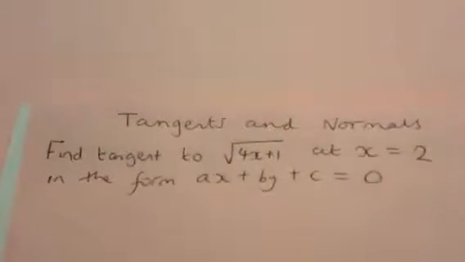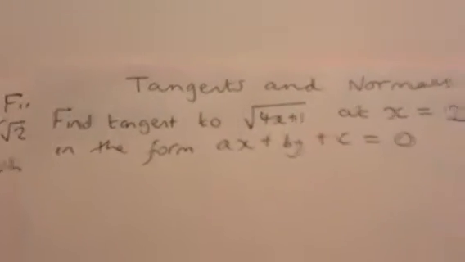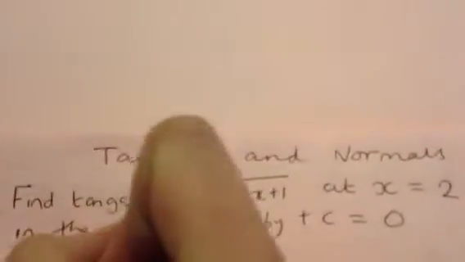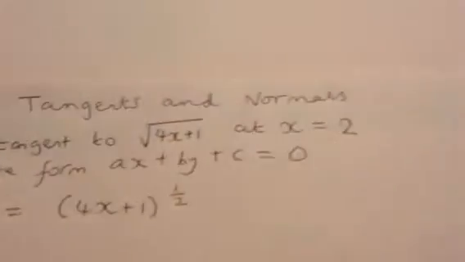Okay, here goes. Tangents and normals. So we are finding a tangent to the square root of 4x plus 1 at x equals 2, in the form ax plus by plus c equals nothing. So we start off by writing y equals (4x plus 1) to the power a half. And of course we're differentiating that.